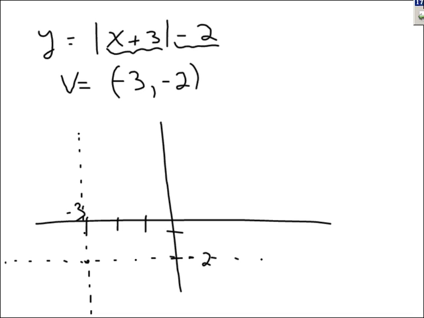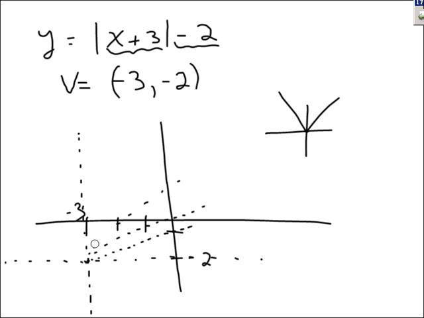So basically, I want to draw my V shape. I want to draw my V. But the question is, do I cross the y-axis when it's negative? Do I cross when it's 0? Do I cross when it's positive?